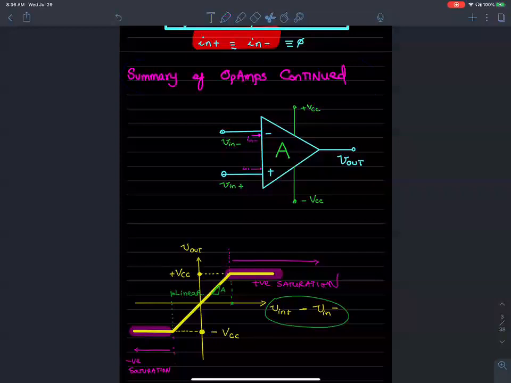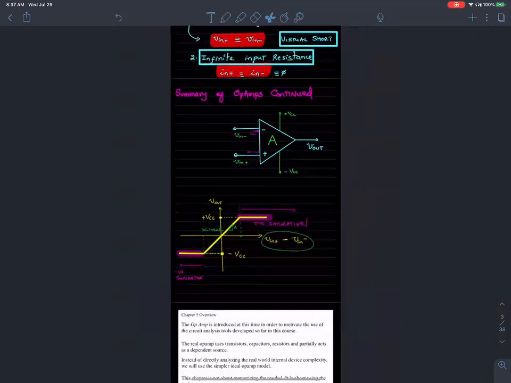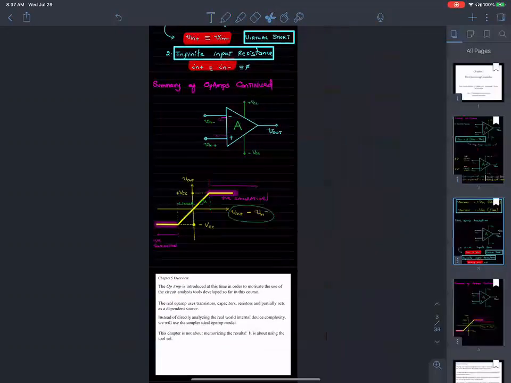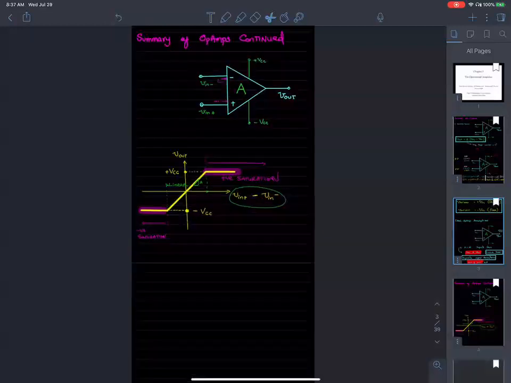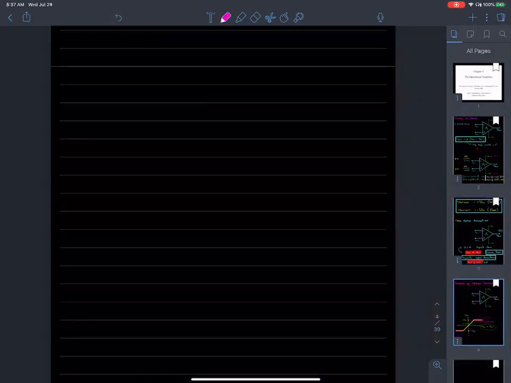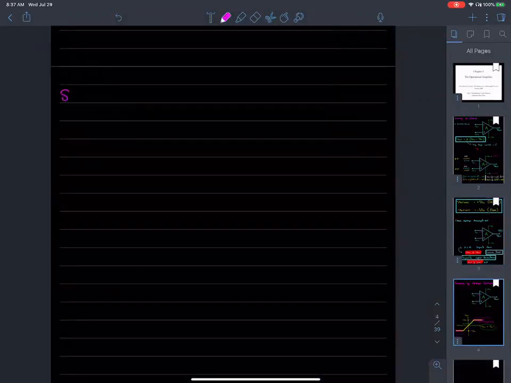Okay, so we are summarizing the op-amp without going into the actual analysis. I'm just giving you the different behavior traits of an op-amp. Now I'm going to give you a few more applications of the op-amp, actually. Okay, summary.